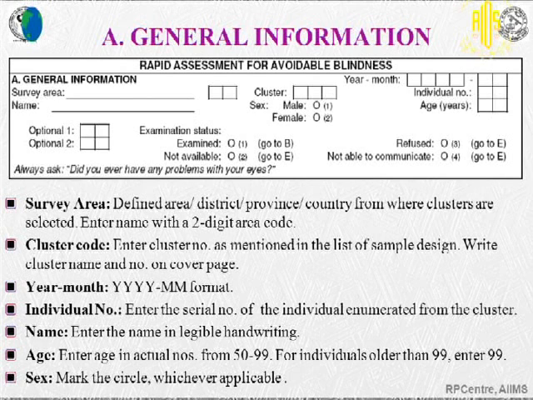And it has to be more than 50 because the survey is designed for the 50 plus population. If you try entering 49, the software will not take it. So make sure there's no approximation involved here. The age is in completed years. Please remember, the software will not take an age less than 50. The individual number is assigned according to the enumeration. Name has to be entered in legible handwriting.